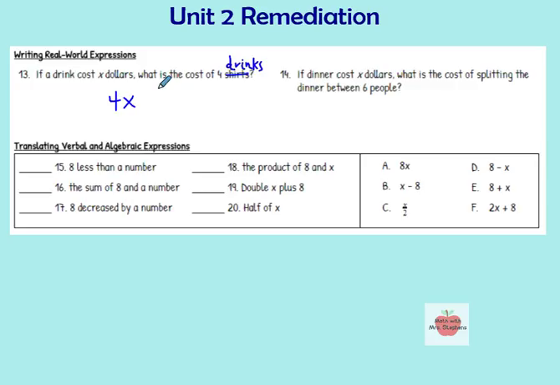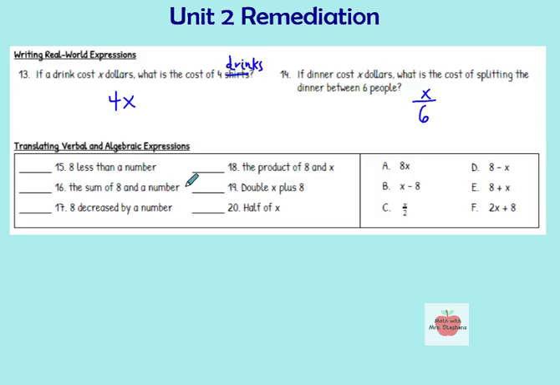Number 14, if dinner cost X dollars, what is the cost of splitting the dinner between 6 people? If I'm splitting the dinner, the total cost of the dinner, that represents division. So I would have X divided by 6.